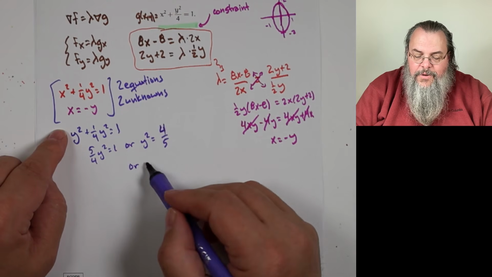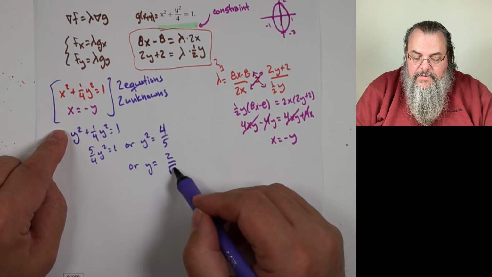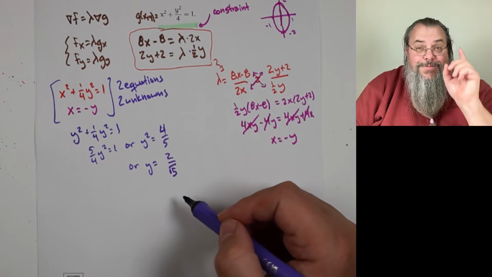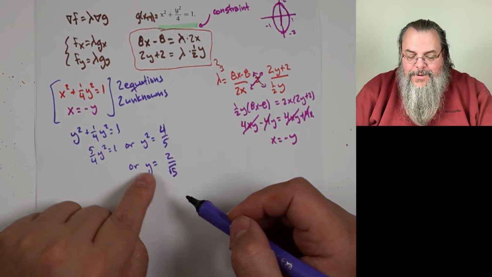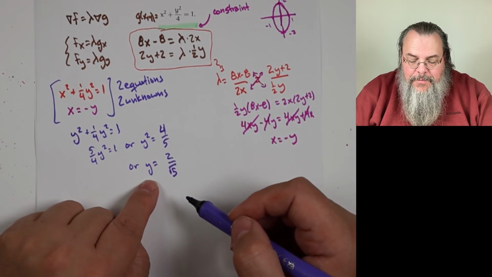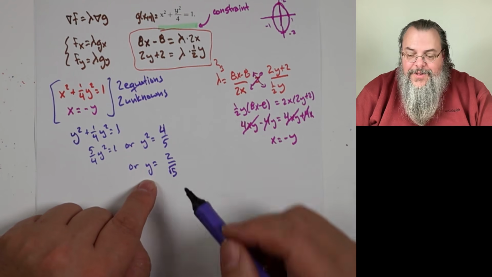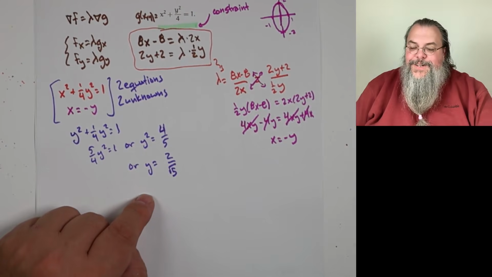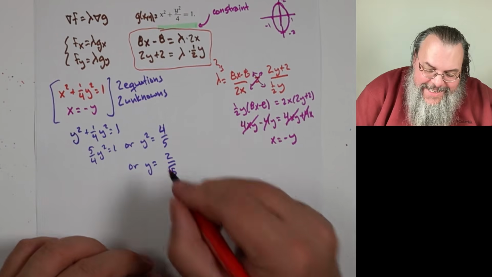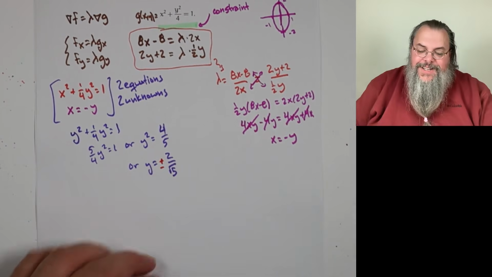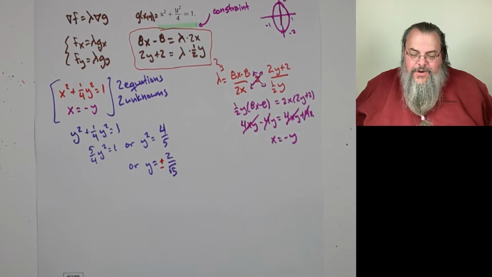Or y is the square root of 4/5, which is 2 over square root of 5. But be extra careful. You'll often, in solving problems like this, run into a y squared. What do you need to not forget? Don't forget the plus minus. That's right. Don't forget it. Be smart. Remember it. Because if you forget it, you'll say, oh, I only have 1 point.